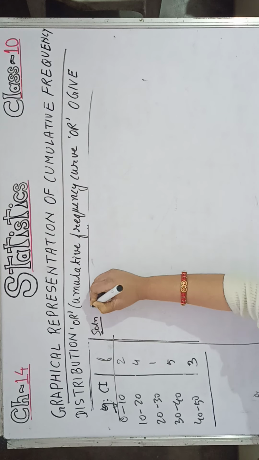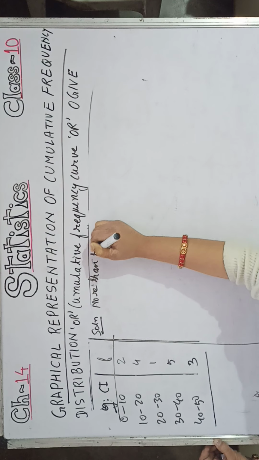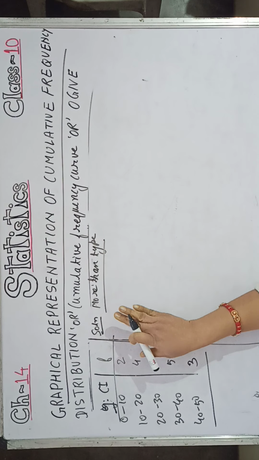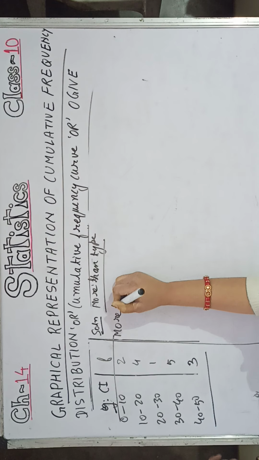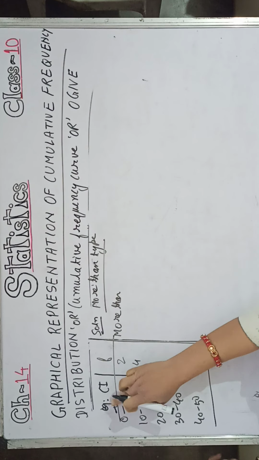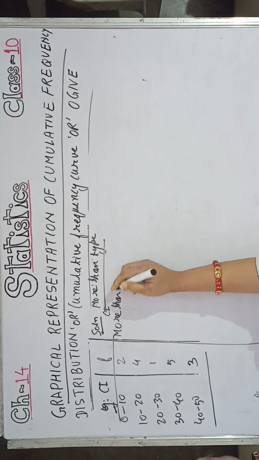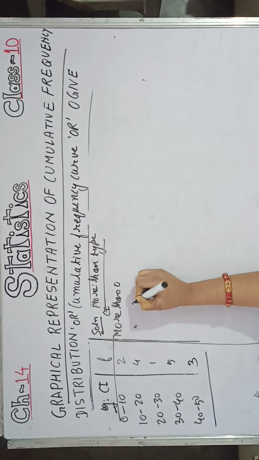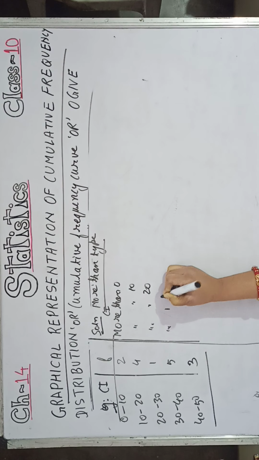Solution for more than type. Okay, more than type, remember the lower limit. So more, and whatever information is given over here, that we will be writing over here. Nothing is given, so I have written CI over here. So more than 0, more than 10, more than 20, more than 30, and more than 40.